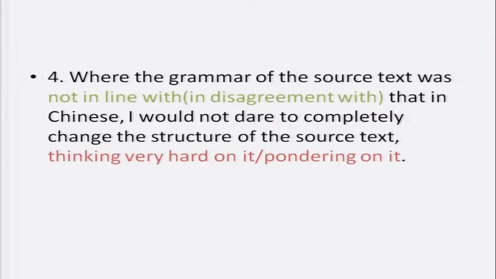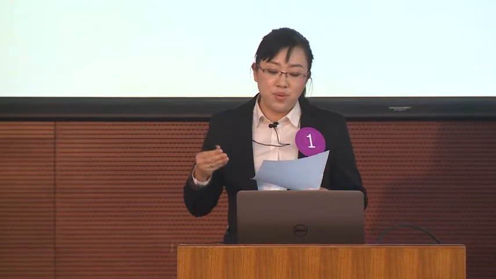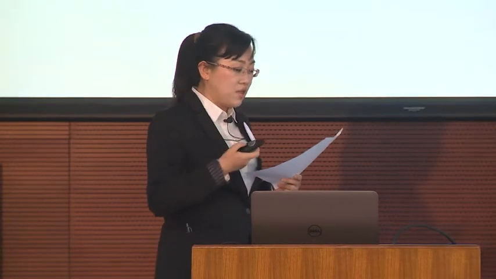When the grammar of the source text was not in line with or in disagreement with that in Chinese, I would not dare to completely change the structure of the source text, thinking very hard on it or pondering on it. So the students may ask me, 往往再四咀嚼 in the original source text in Chinese was put before 不惜全部更易原文之结构, but why would you like to put it after 不惜全部更易原文之结构?